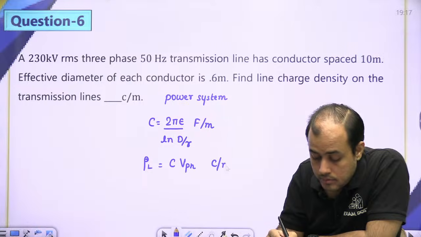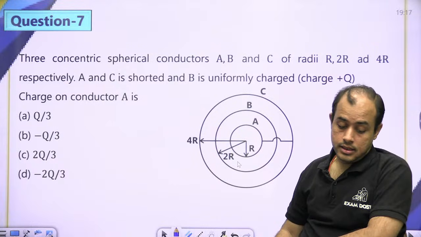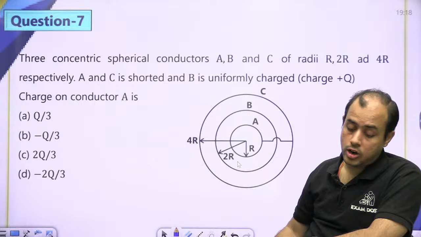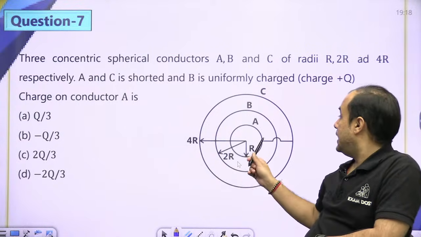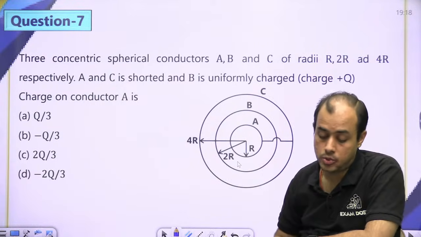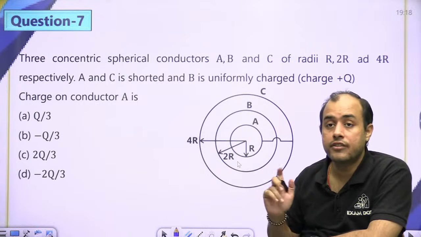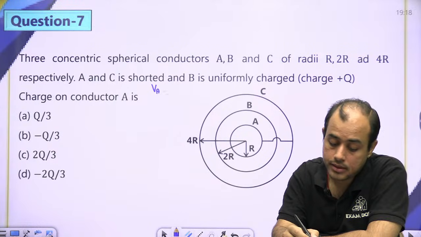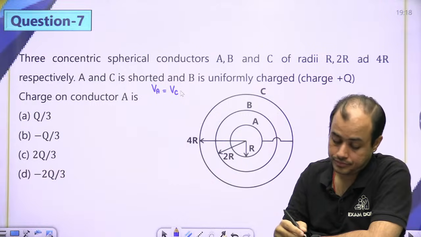Now see this, three concentric spherical conductors A, B, C of radius R, 2R, 4R respectively. A and C are shorted. B is charged with plus Q. What is the charge on conductor A? Whenever two are shorted, they have the same potential. Now see, I will do this question, how to solve such questions.